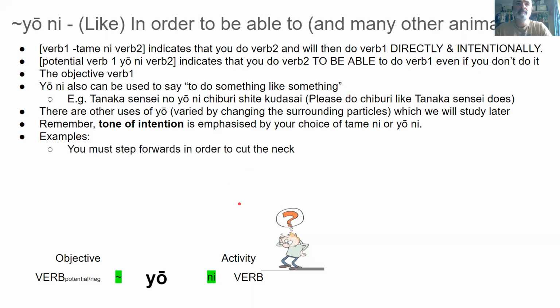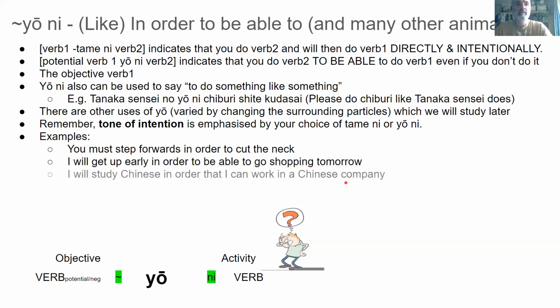For example, you must step forwards in order to cut the neck. Now, I could do this in tameni, I could do this in yoni, but my choice will change the tone of the sentence. I will get up early in order to be able to go shopping tomorrow. I will study Chinese in order that I can work in a Chinese company. And I'm saving enough money to buy a car.